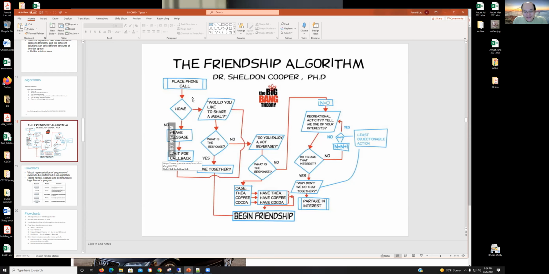This is a goofy little thing for the friendship algorithm. You can follow this. This might be helpful as we go into flowcharts and stuff like that.